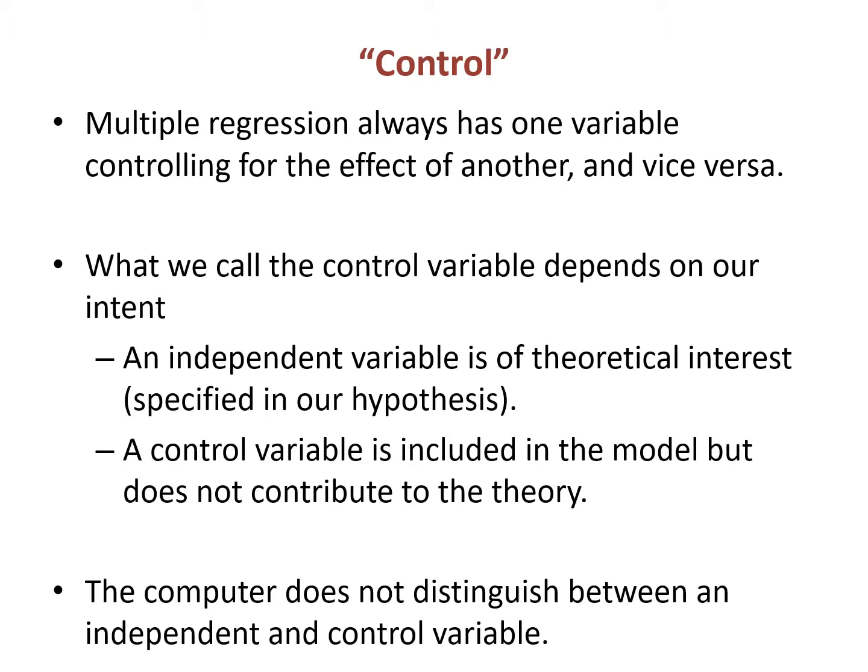The use of the word control is a bit confusing because the word has two different uses, so let me clarify here. First, multiple regression always has one variable controlling for the effect of another, and vice versa. Second, what we call the control variable depends on our intent. An independent variable is of theoretical interest, that is, it is specified in our hypothesis.